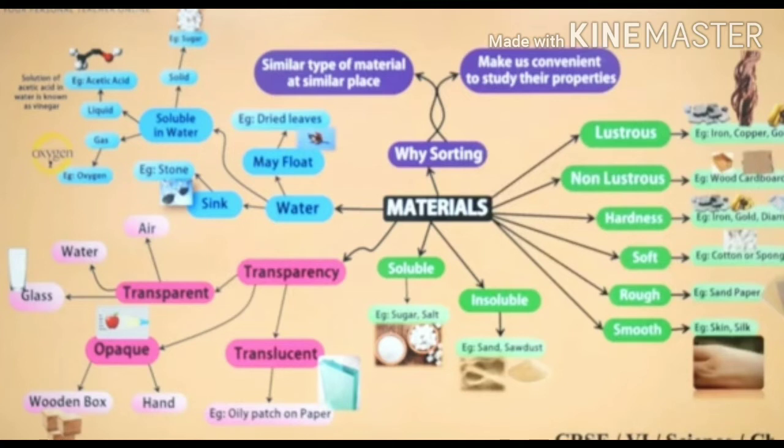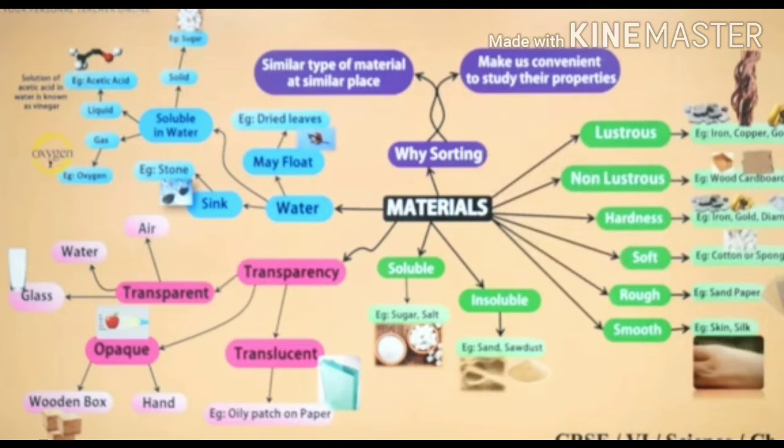Based on transparency, we have three types of materials: transparent, translucent and opaque. Talking about transparent materials, these are those materials through which the entire light can pass. For example, glass, water and air, through which the entire light can pass in and out.